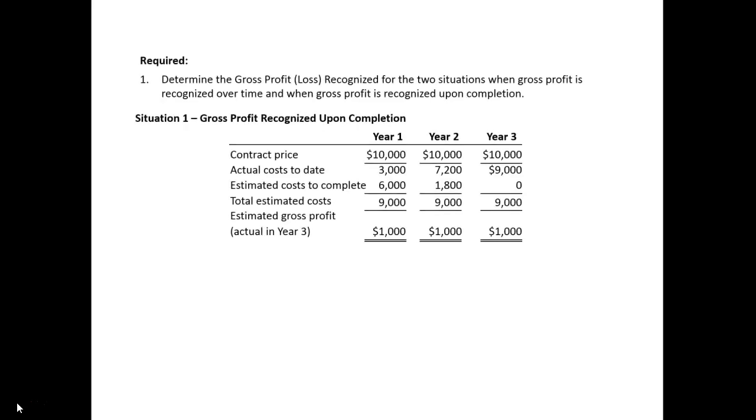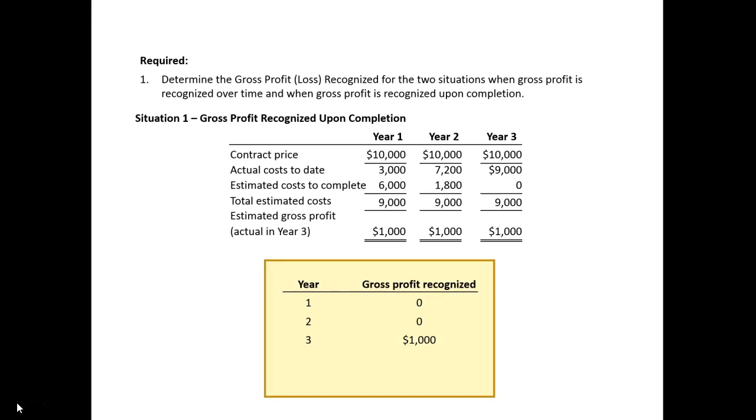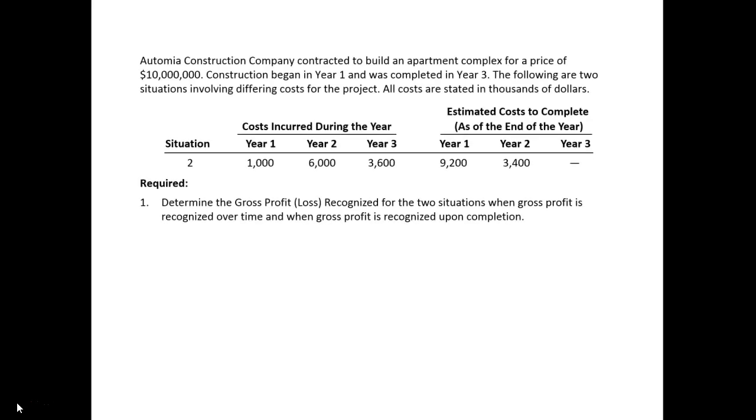Now determine the gross profit recognized for the 2 situations: when gross profit's recognized over time and when gross profit's recognized on completion. So for on completion, 0 in year 1, 0 in year 2, and the full amount in year 3.